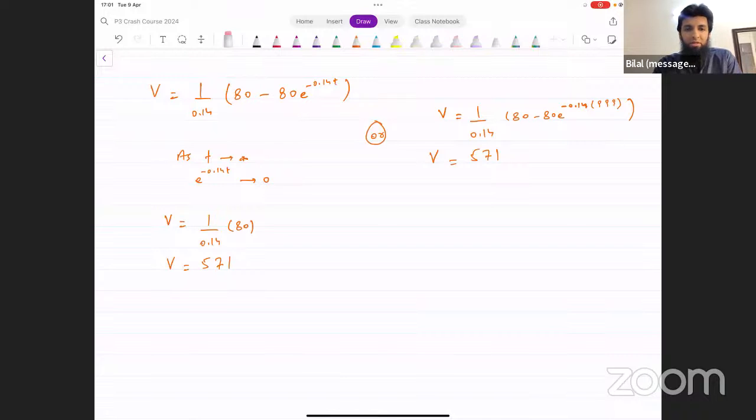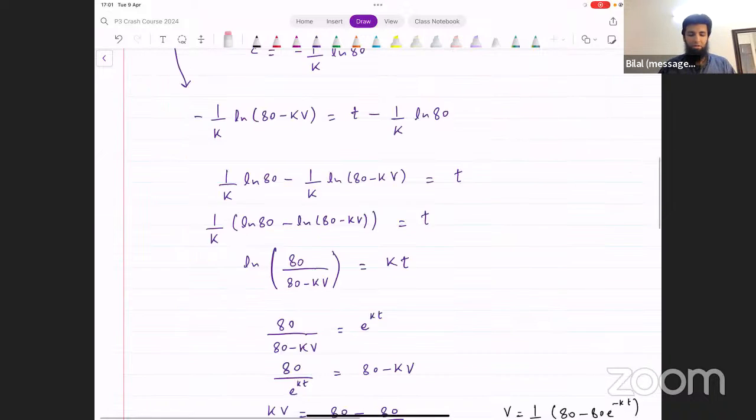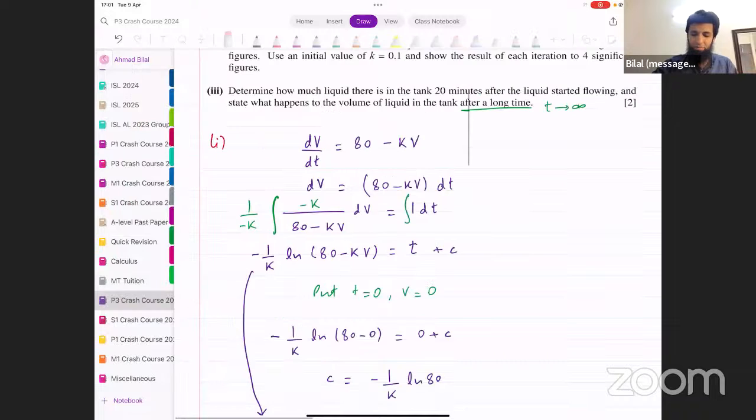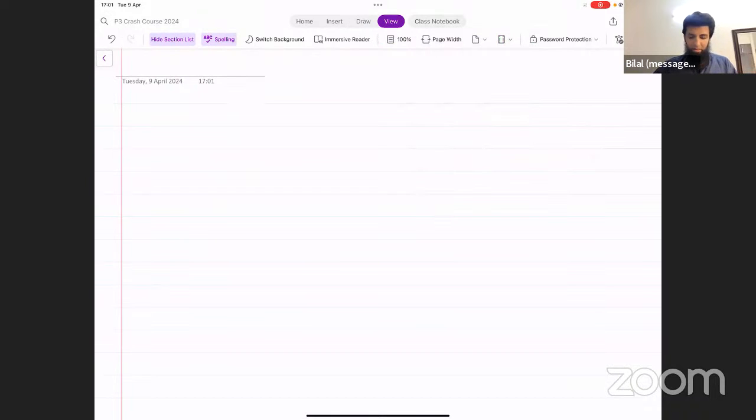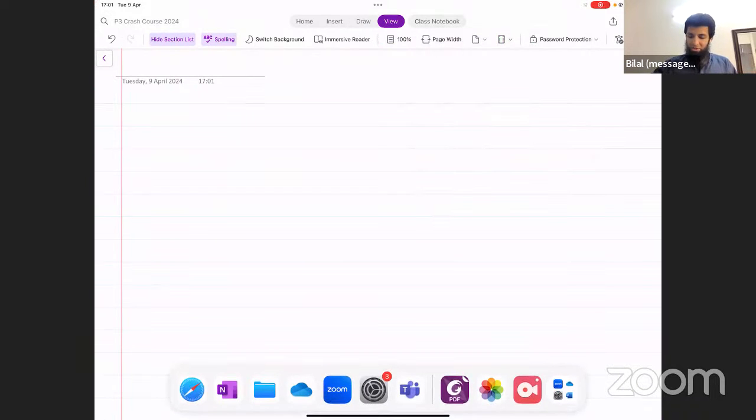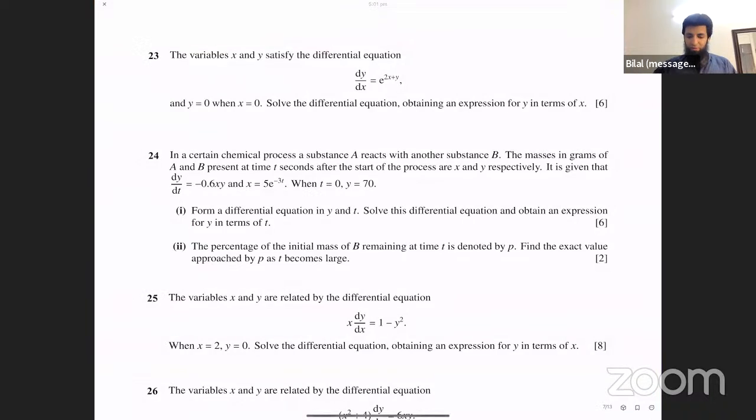When we come back from the Eid break, we will be doing iteration. Okay, that's one last topic that we're left with, and then it'll be it as far as P3 syllabus is concerned.